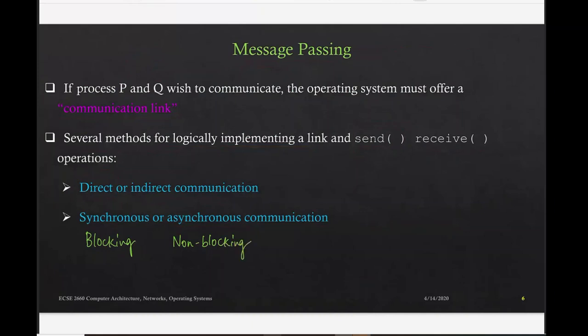And we'll talk about what blocking and non-blocking is over here. So bottom line, we are still using send and receive system call primitives on a logically implemented link between P and Q, if that communication can happen. And the operating system must allow or facilitate this operation to happen.